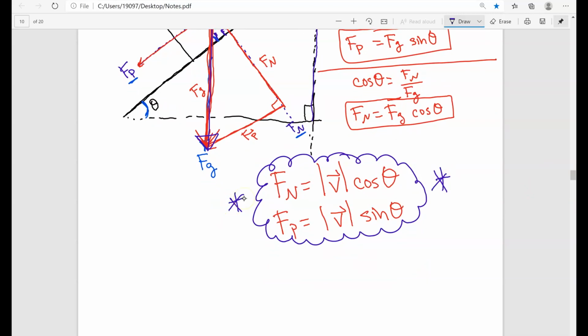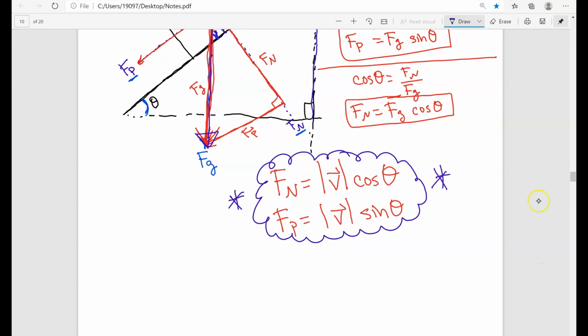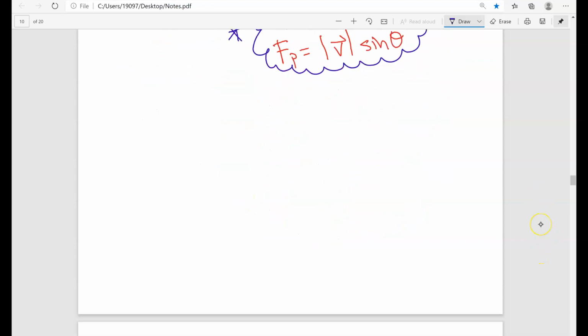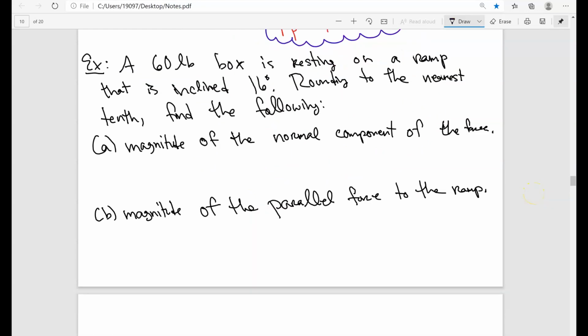These are the formulas. Now let me go ahead and do an example where you can actually figure out all these different things. I have a 60-pound box that's resting on a ramp that is inclined 16 degrees. Rounding to the nearest tenth, find the following. We want to find the magnitude of the normal component of the force, and the magnitude of the parallel force to the ramp.